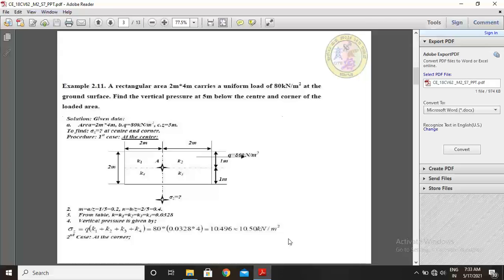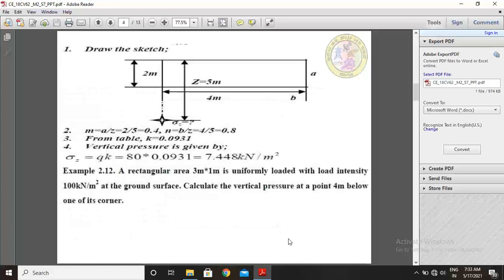You refer to the second case, at the corner. See, this is the rectangle, 2 meter by 4 meter. This is point A, this is B. Here A is at the corner. At a depth z equal to 5 meter, calculate sigma z.